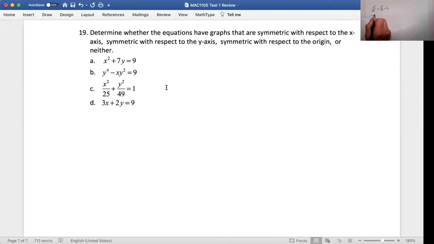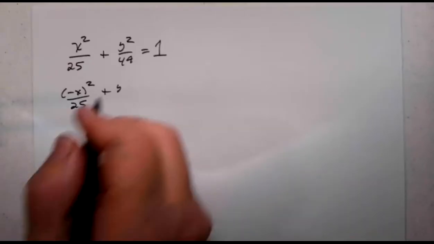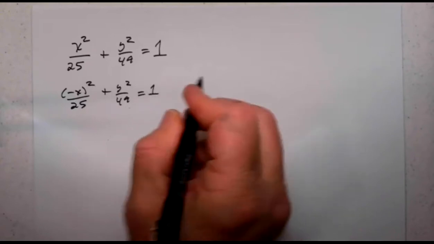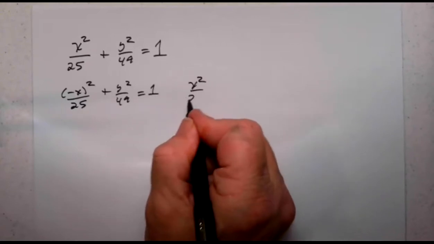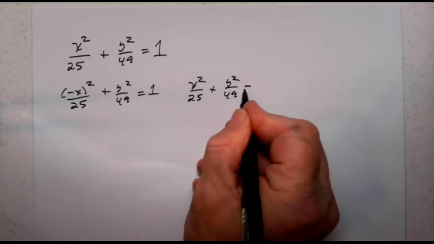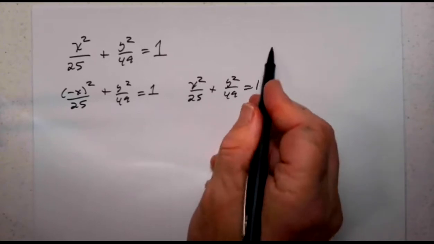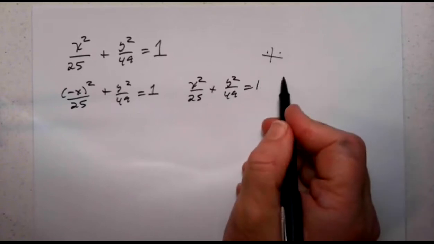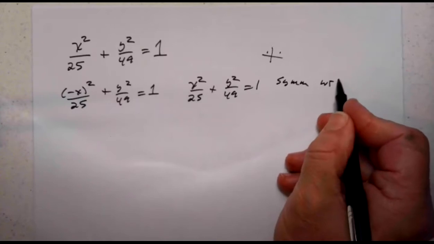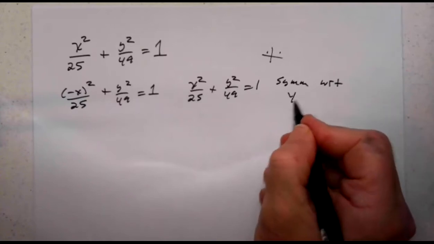So replace x with negative x. We'll take a look at that. So here we go. Replace x with negative x. That gives me x squared over 25 plus y squared over 49 equals 1. That's the same. So if x and negative x are the same, that's symmetric with respect to the y-axis.